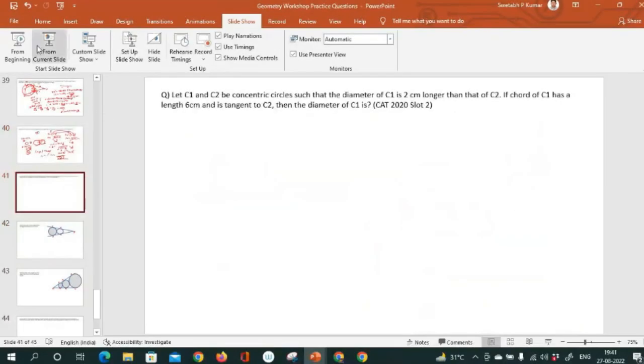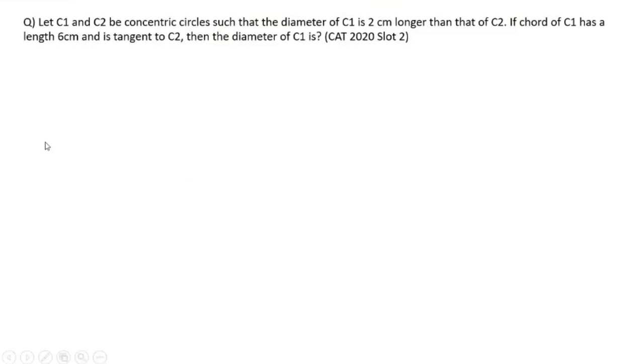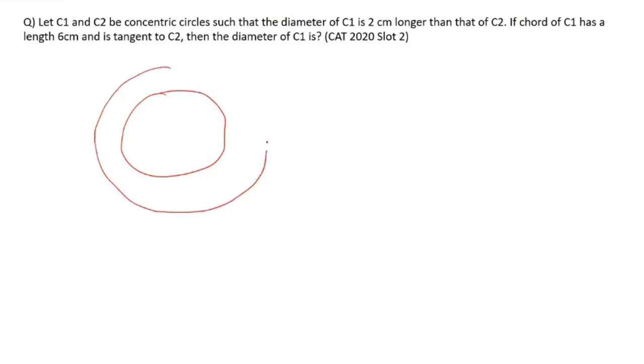This is from 2020. For two concentric circles C1 and C2, the diameter of C1 is 2 centimeters longer than that of C2. Okay, so that should immediately tell me that the reference radius difference is 1, which is half of the diameter difference. So C1 and C2 are concentric circles. This is C1, or actually C1 may be bigger because C1 has a larger diameter. So this is C1. This is C2. This is the center. So for example, if I take this as R, then this radius would be R plus 1, because half of the diameter difference would be the difference. If the diameter difference is 2, this would be 1.